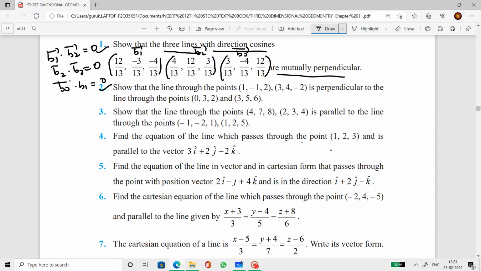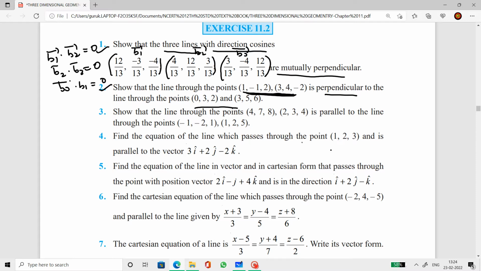Second question. Show that the line through these 2 points is perpendicular to the line through the other points. So a line is passing through 2 points. Are we supposed to find the equation? No. We only have to find the direction vector of this line. Plot 2 points, give them names A and B. Find AB vector, which you know is OB minus OA. The next line, give it the name CD and then find CD vector. Now see whether AB vector dot CD vector equals 0. Then they are perpendicular.